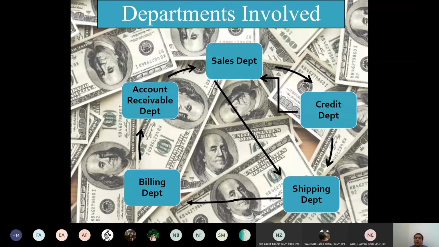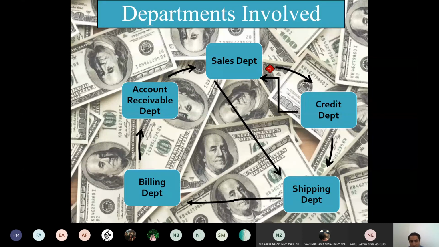Okay, so what departments are involved in the revenue cycle and cash receipt? We have the sales department, credit department, shipment department, billing department, and accounting account receivable department. And also if we have a separate cash collection department, we will have that. Otherwise we will receive the check or transfer through the bank, and they will inform us through documents.